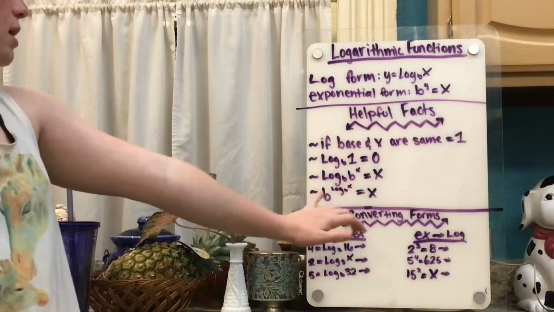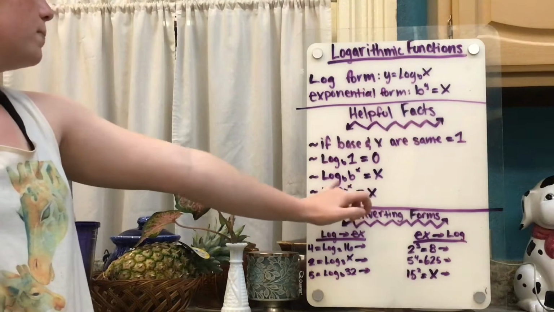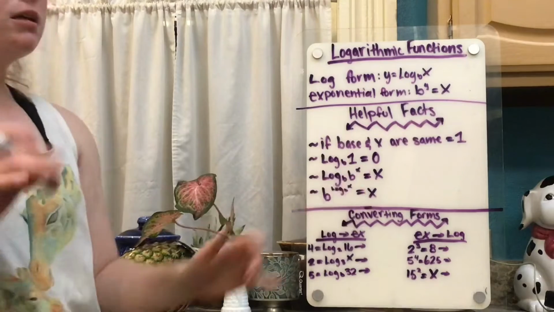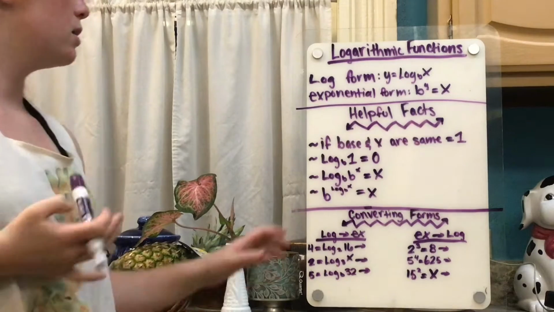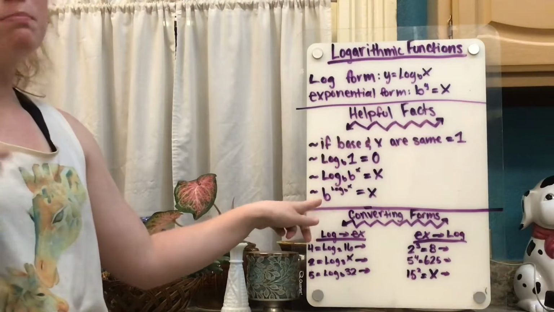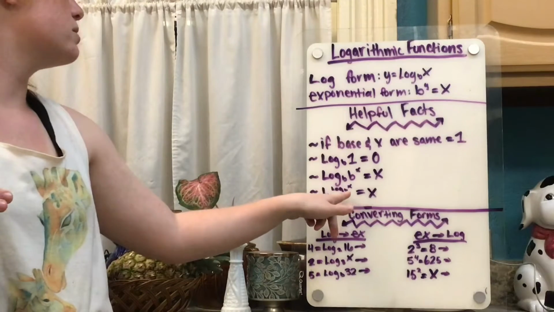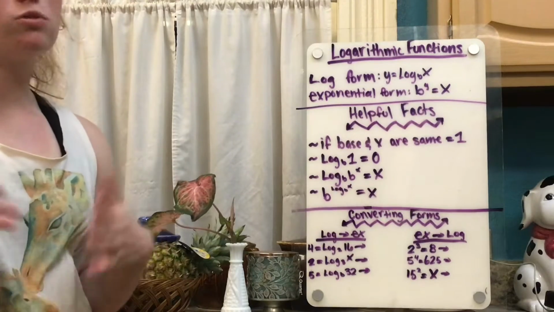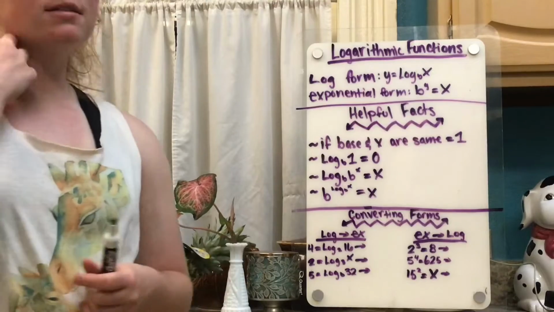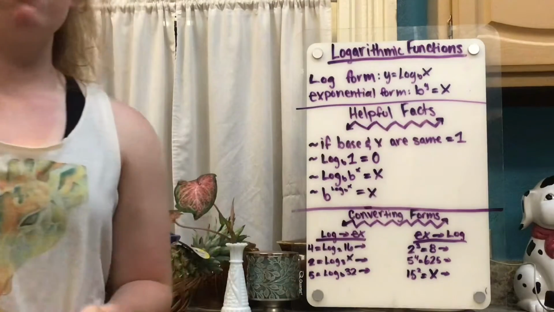So this just is saying if these two are the same, and log is in the exponent and that's the base in front of there, and these two are the same, it equals whatever x equals. So if x is 10, it equals 10. If x is 50, it equals 50.